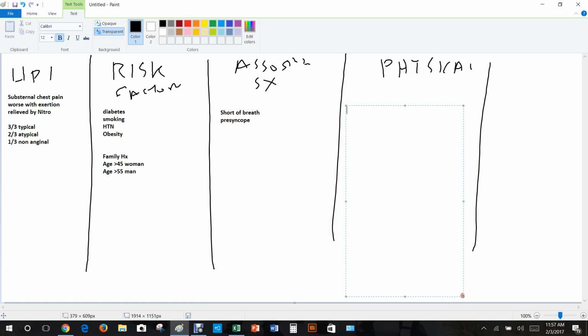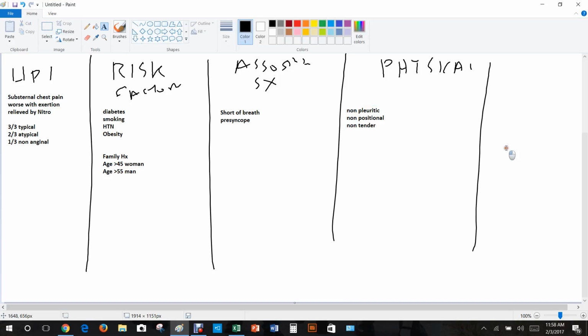And then lastly, on their physical, while you're looking at them, is the pain non-pleuritic? Means like not associated with their lungs. Is it non-positional, so it doesn't hurt more in some position or other, and also non-tender. When you feel their chest wall, they're not like, ouch, because maybe they have a broken rib. You got to find out what the source is when you're touching things around. So anyway, that kind of concludes everything, and I hope that video was helpful.